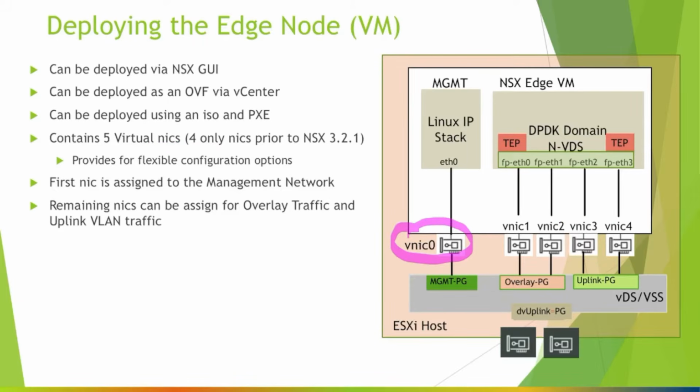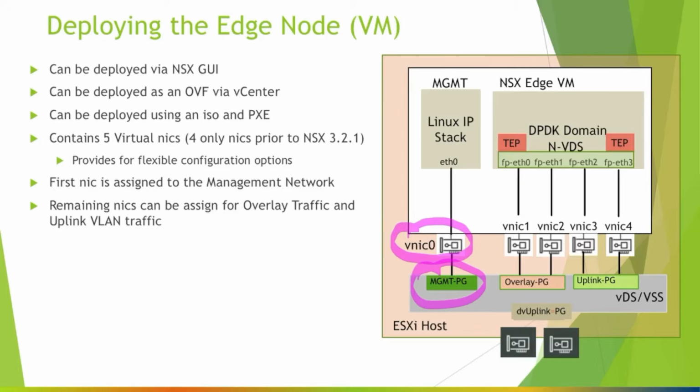When you create your edge node, and you'll see this in my demo, one of the first things it asks is what you're going to connect this NIC to. The management network, right? This NIC has to be on a port group that's management and has to be able to connect to your NSX manager. Whether it's on the same VLAN or routed to the NSX manager, it's got to be able to get there, or else it'll fail the install.